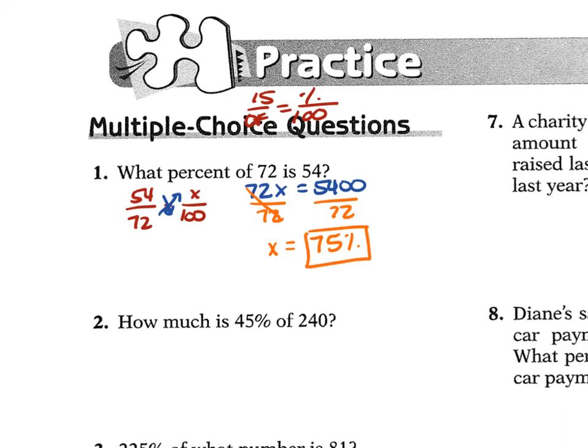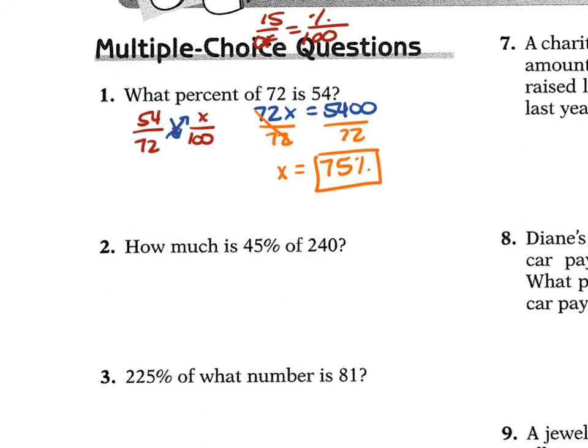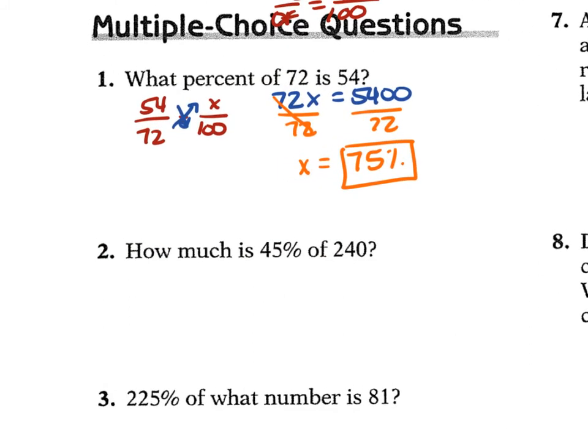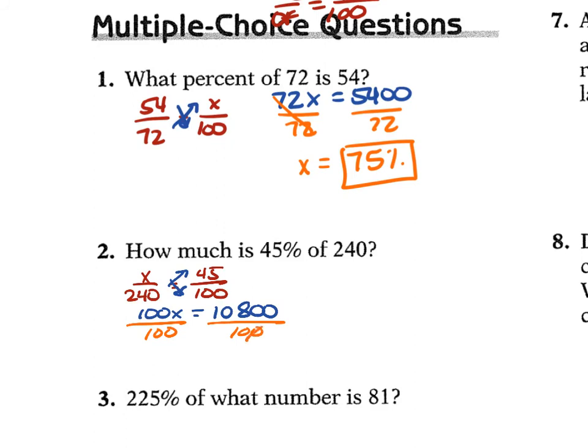For 2, we have how much is 45% of 240? So is we don't have, that's going to be our x. Of is 240. Our percent is 45 over 100. So we're going to cross multiply. So 100x is equal to 45 times 240, which is 10,800. We divide each of these sides by 100. Get rid of those zeros. We have x is equal to 108.